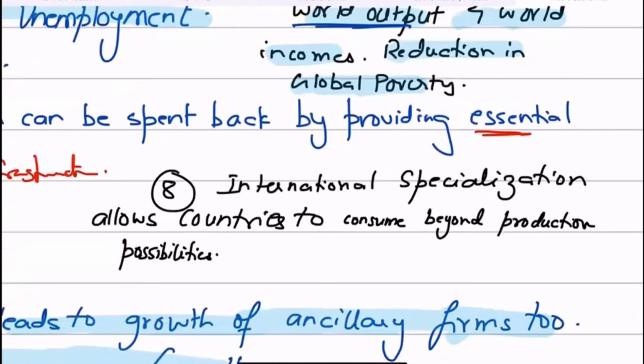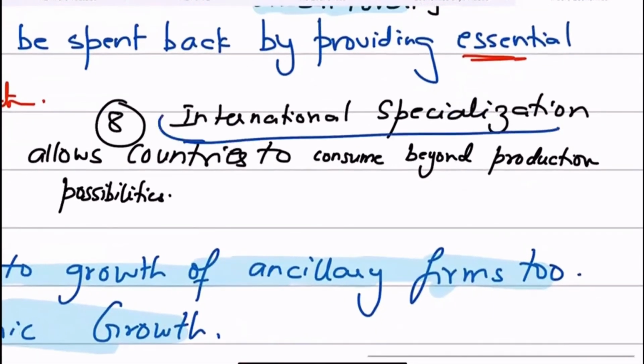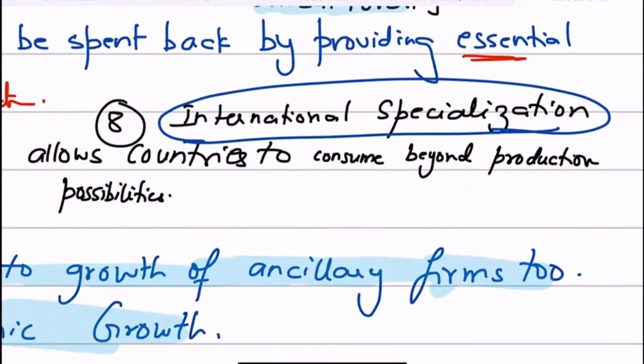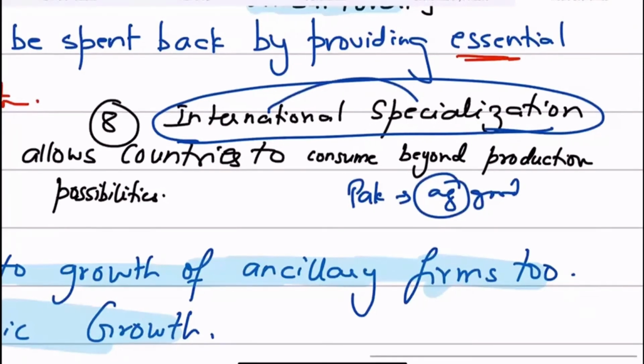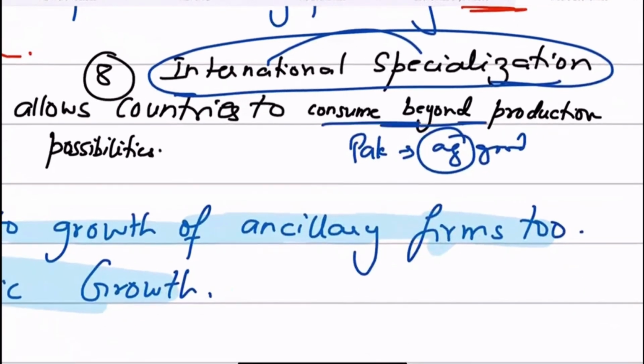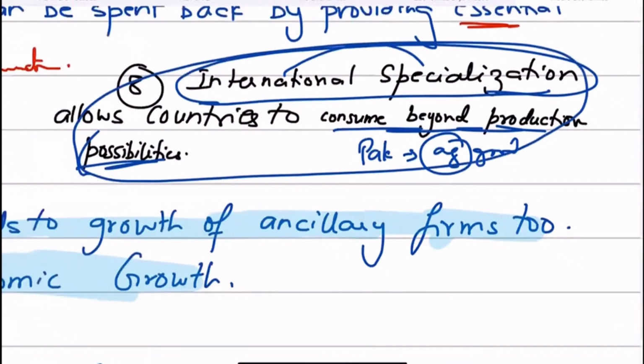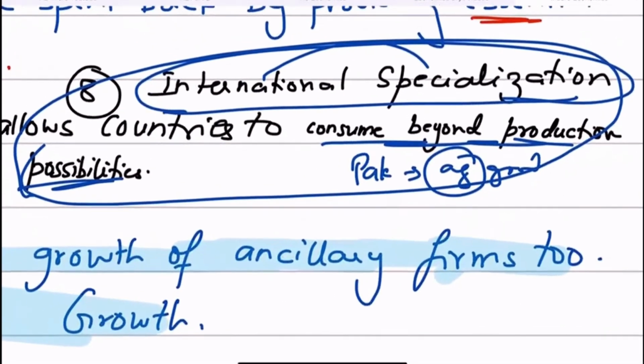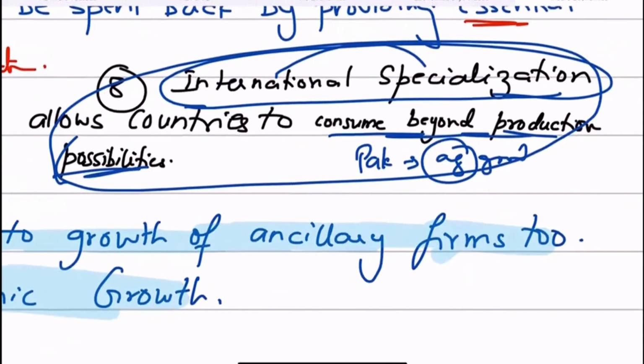Understood? Another thing you can write is international specialization, because obviously you end up specializing in products in which you have a cost advantage. When you talk about international specialization, for example, Pakistan specializes, let's say, in producing agricultural goods, right? So that allows Pakistan to consume beyond production possibilities. Now, what do I mean by this? Leave this, because this is more relevant for an A-level point. But if you just want to learn it, yes, you can just learn it. Or maybe if you understand it, that's fine. I will not be spending a lot of time explaining this. So international specialization allows countries to consume.